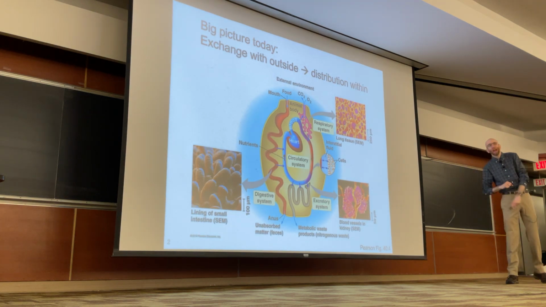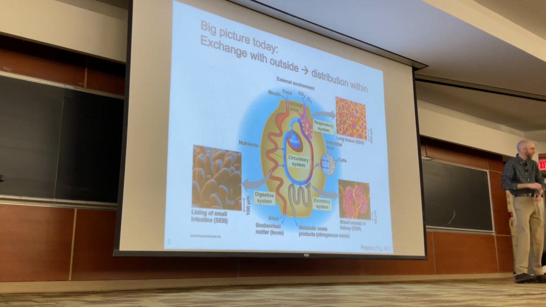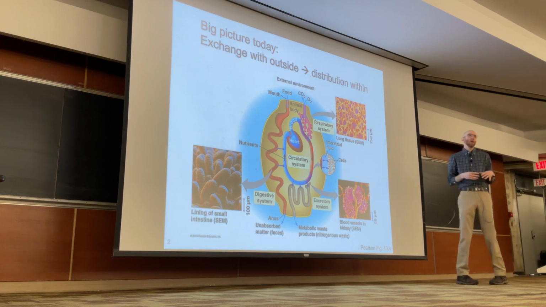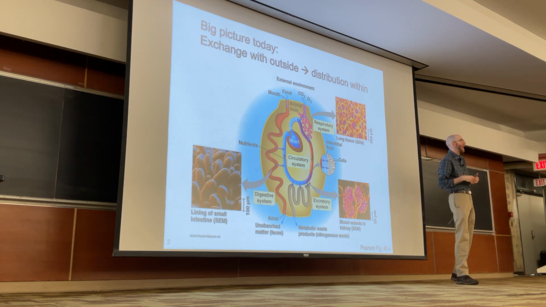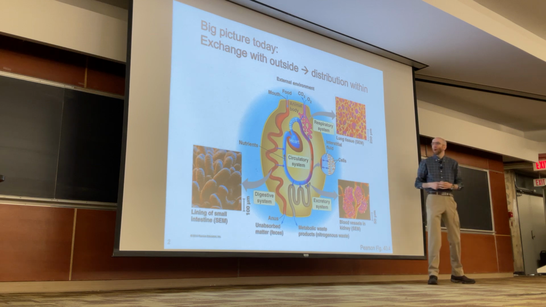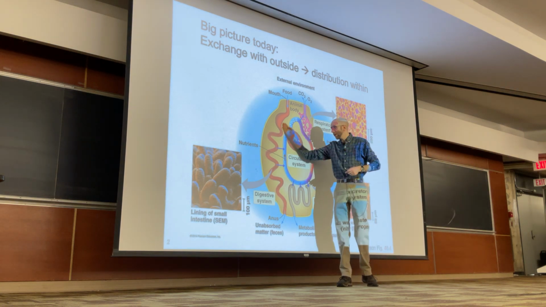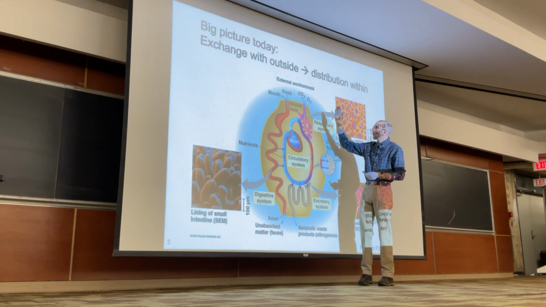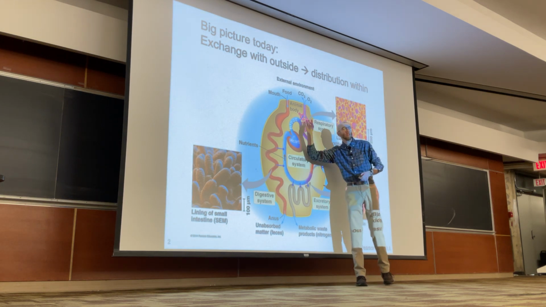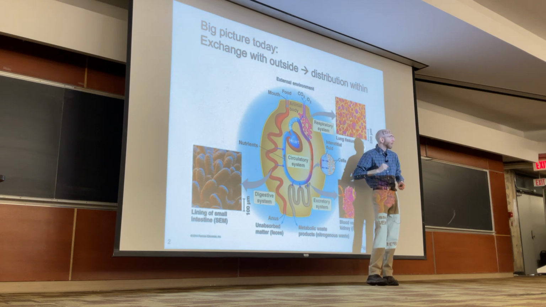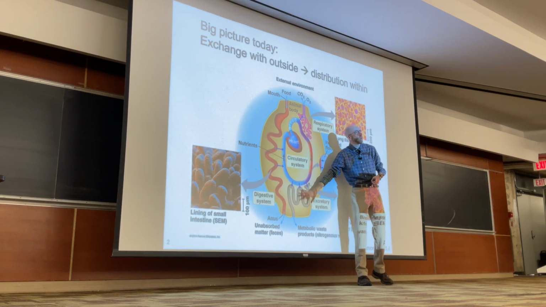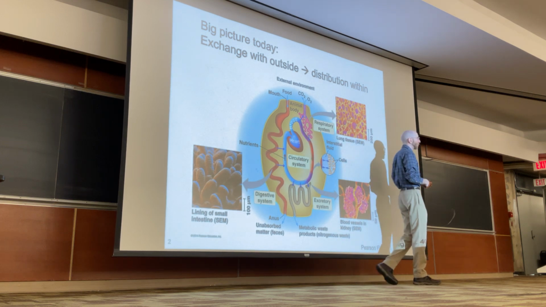Now the big picture today, sticking with this figure that I love, is that we have already talked about a bunch of different ways you exchange with the outside environment. We've talked about digestion, how we absorb the nutrients from the food and get rid of the waste. We've talked about respiration and the different types of respiratory systems you can see. And we've talked about osmoregulation and excretion, how we regulate the contents of those internal fluids.